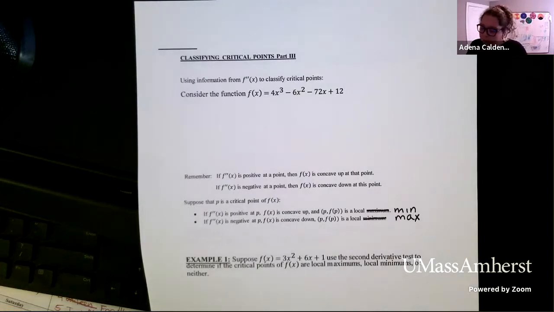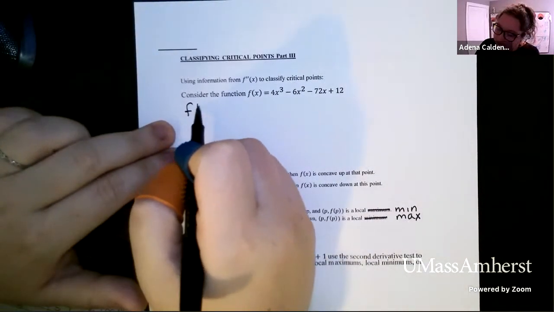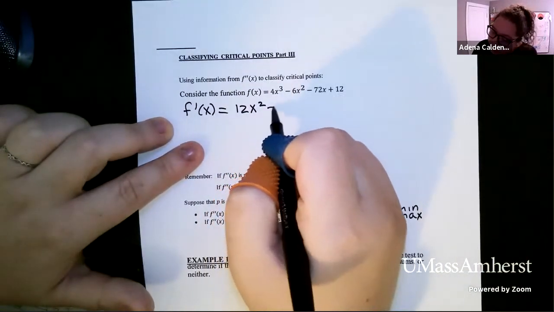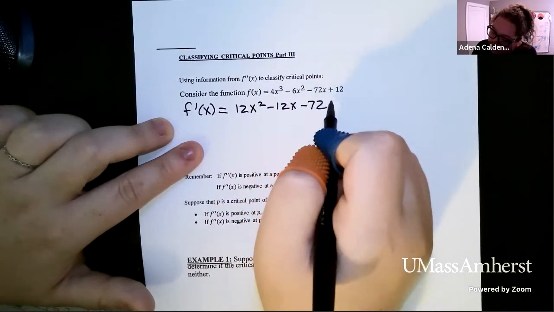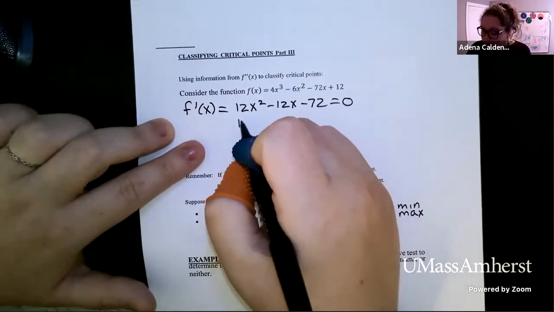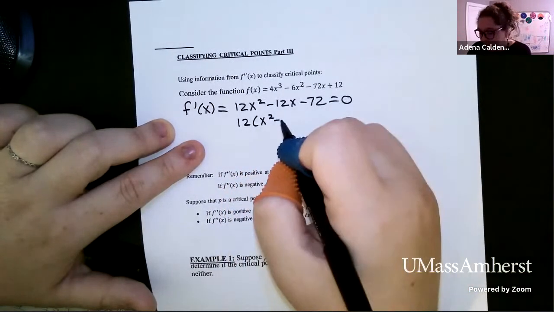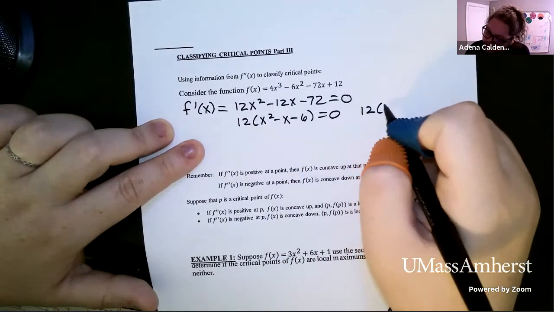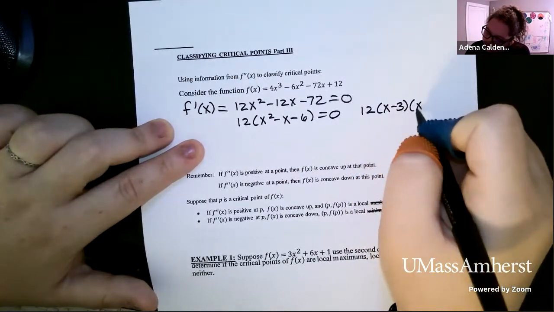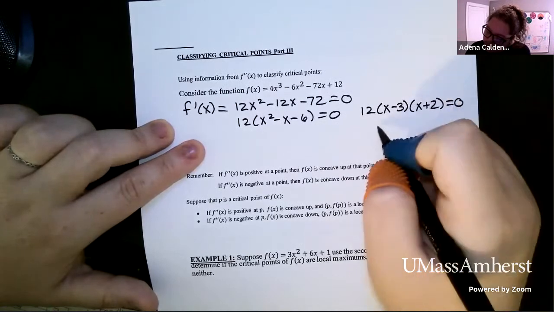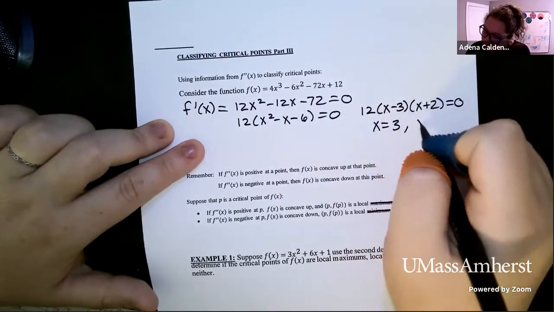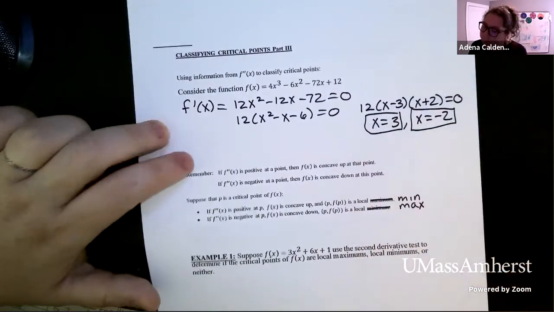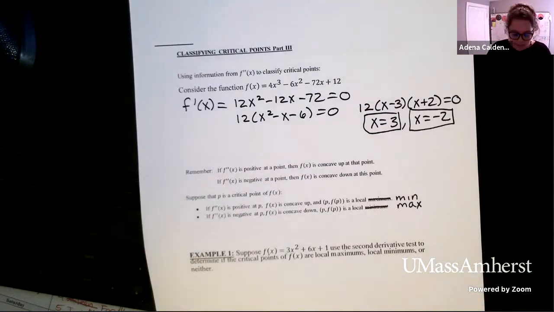Okay, so what does this look like in practice? So again, first derivative to find critical points. So we have 12x squared minus 12x minus 72 equals 0. We will have factored out the 12. Right, so then we factor it again. And our critical points are x equals 3 and x equals -2, right? So we've done this problem before.